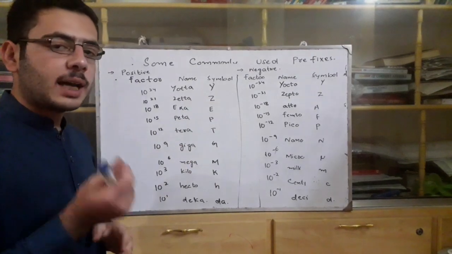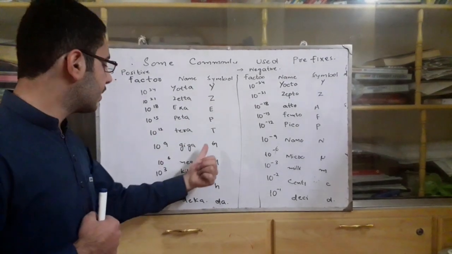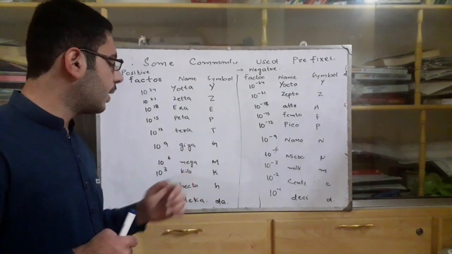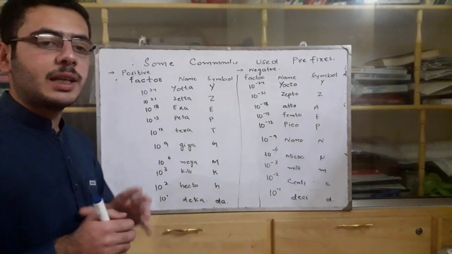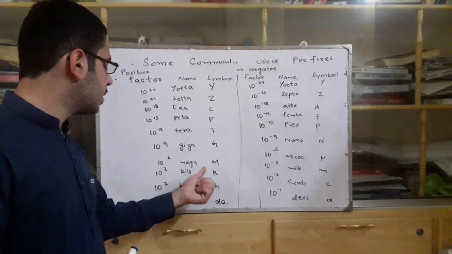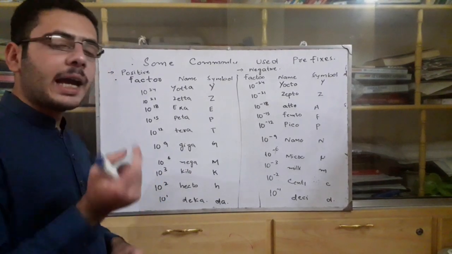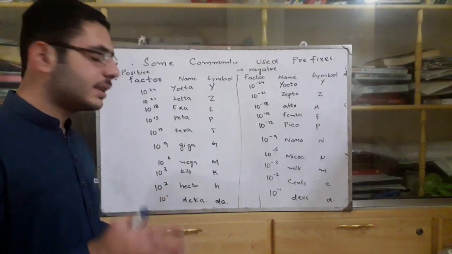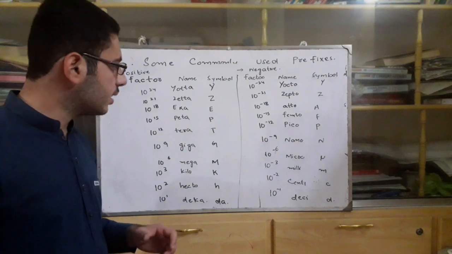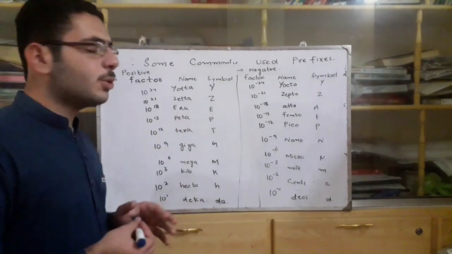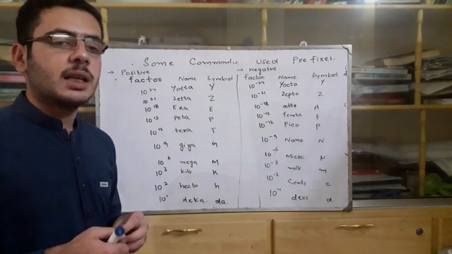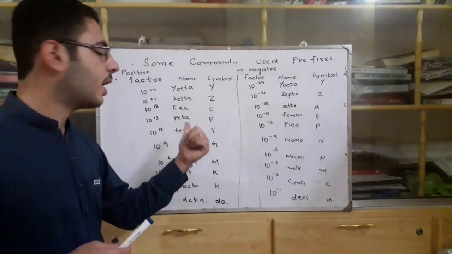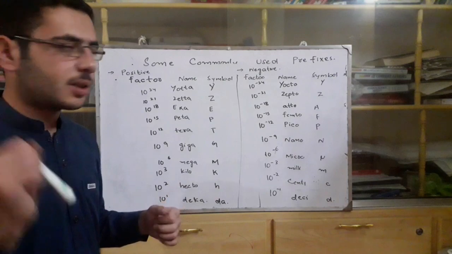After that, 10 raised to power 9, giga, G-I-G-A, represented by capital G. 10 raised to power 6, mega, represented by M. 10 raised to power 3, kilo, K-I-L-O, represented by K. 10 raised to power 2, hecto, represented by small h. 10 raised to power 1, deca, D-A. So wherever you see 10 raised to power 24, 21, 18, it is not necessary to write them as powers of 10. You can write them as yotta, zetta, exa, tera, giga, etc.